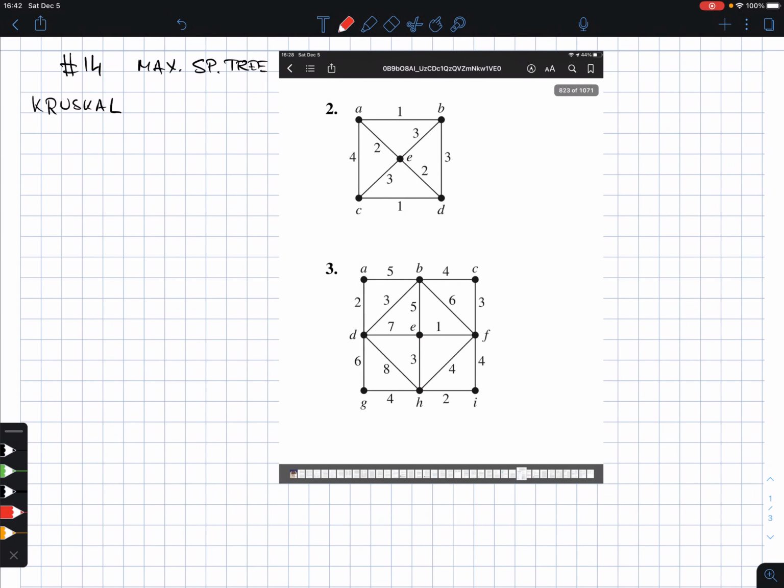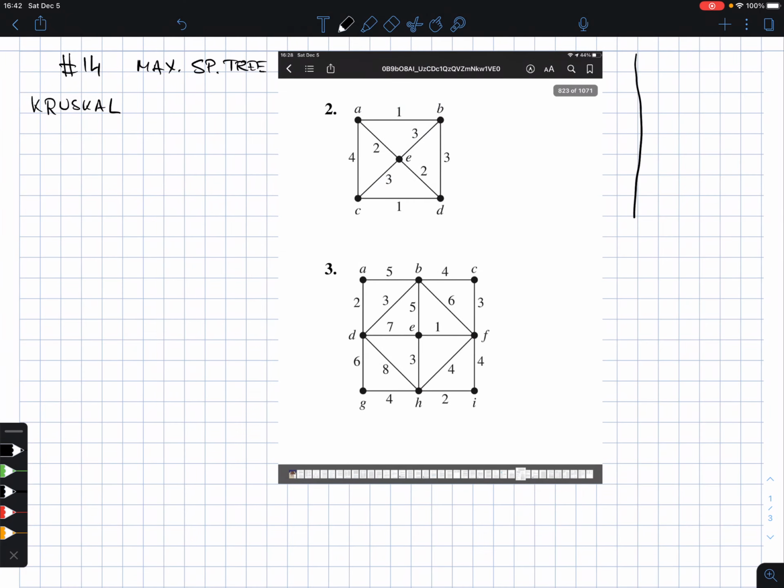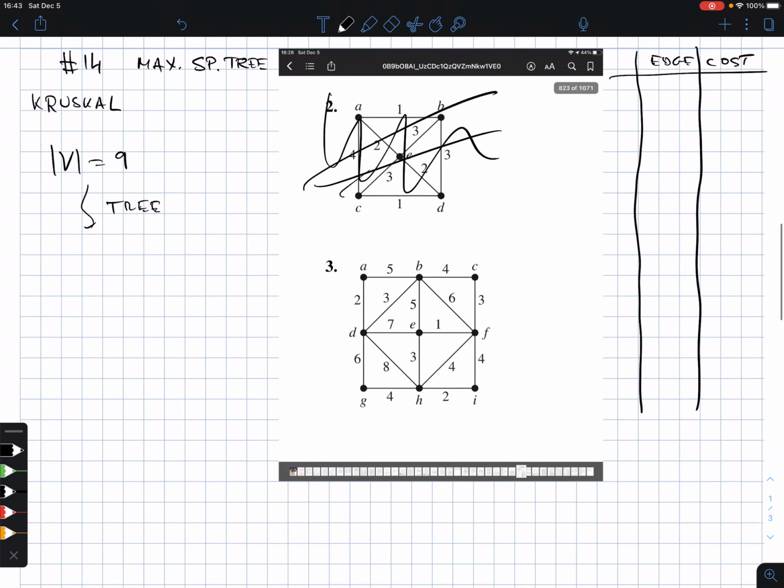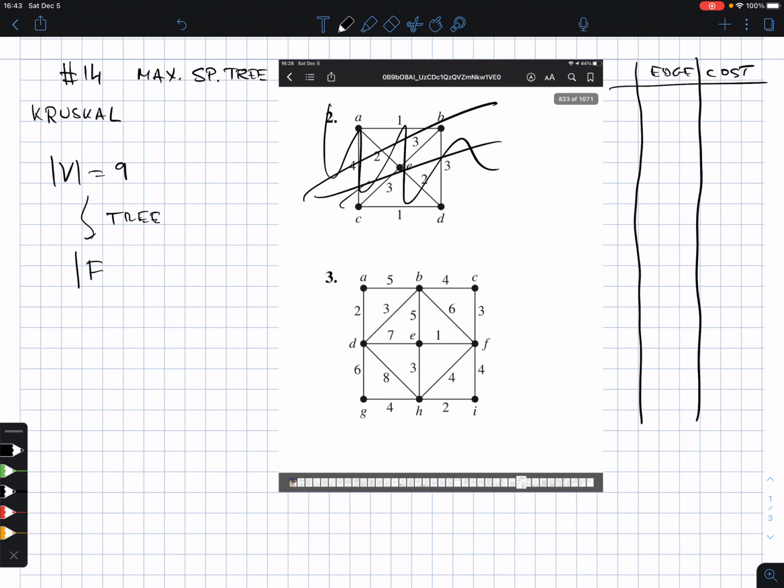Now let's set up our table here. So we're going to have a table, right? This will be the edge and the cost of the edge, and the number of edges. So we have 9 vertices. So the number of vertices is 9. This is the number we're dealing with. So not this one, right? We're dealing with number 3 here. Okay. So 9 vertices. So for a tree, I need 8 edges. The number of edges should be 8.